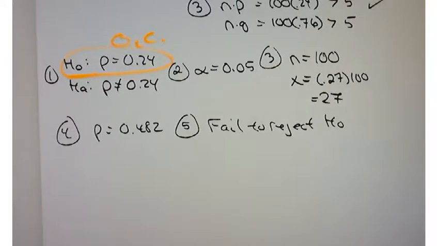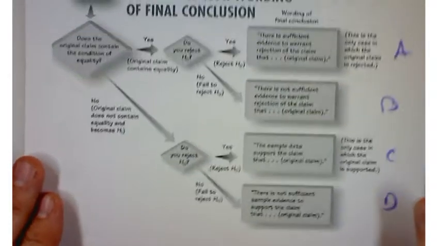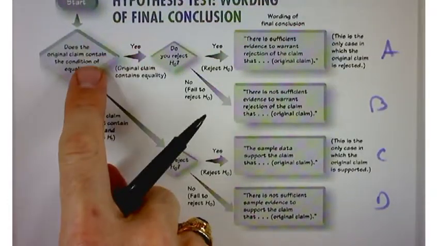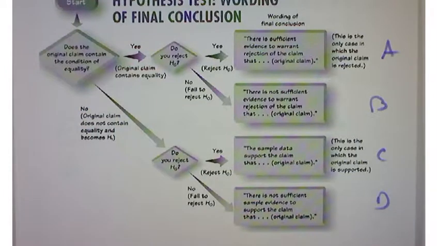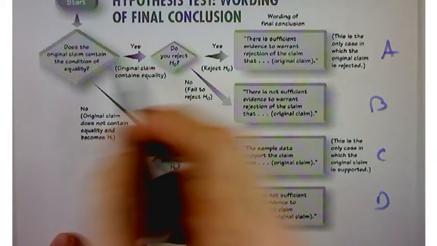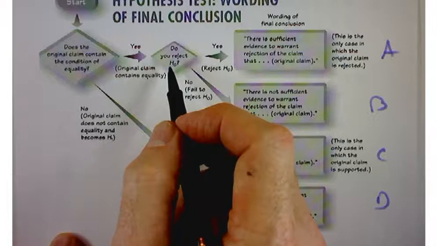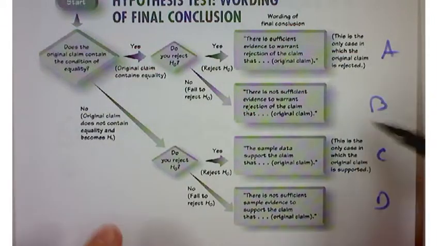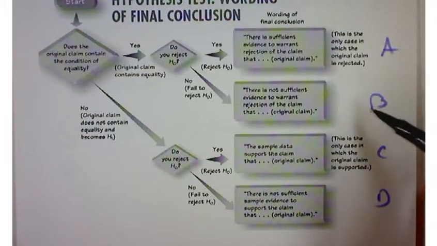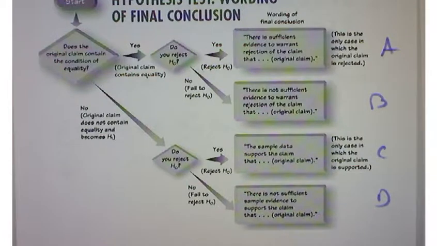Sometimes the orange claim, right? Let's see. So let's work our way through this. Does the original claim contain the condition of equality? Yes. Did we reject the original claim? No. So we should be using B. There's not sufficient evidence to warrant rejection of the claim that. How would we state that in words? What is this in words?